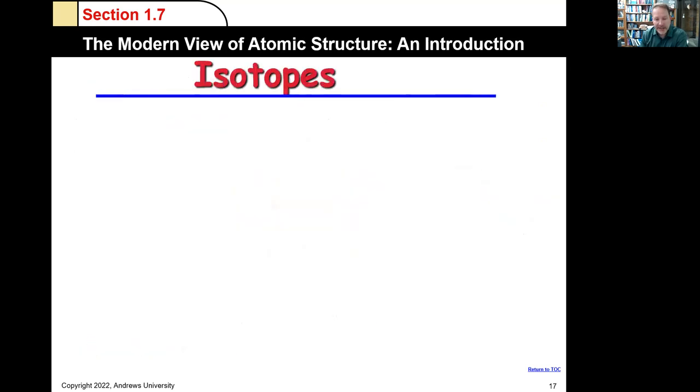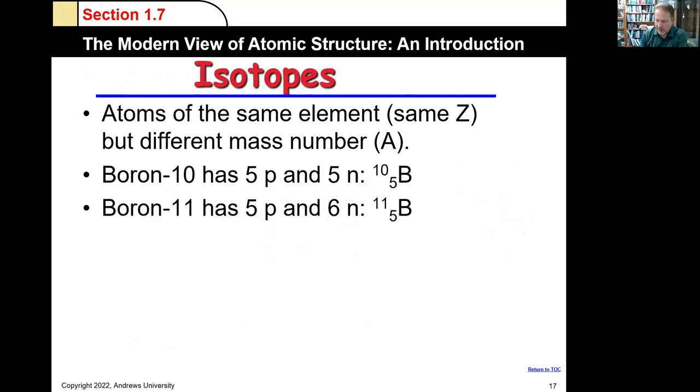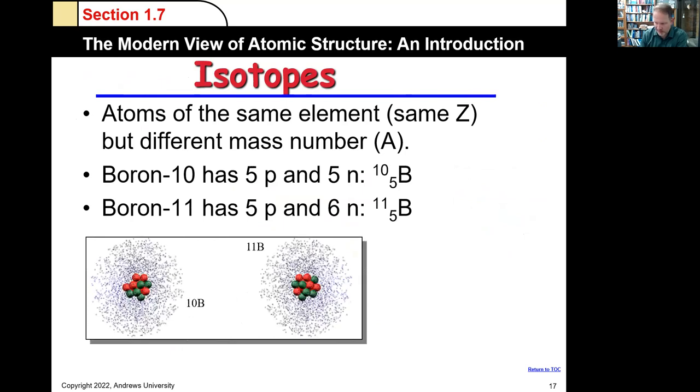You can get different isotopes of elements where they have the same number of protons, but different numbers of neutrons. And so boron 10 has 5 protons, 5 neutrons. Boron 11 has 5 protons, 6 neutrons. And so what's changing is the number of neutrons. So the identity of an element is the number of protons. However, how heavy it is depends on protons and neutrons.